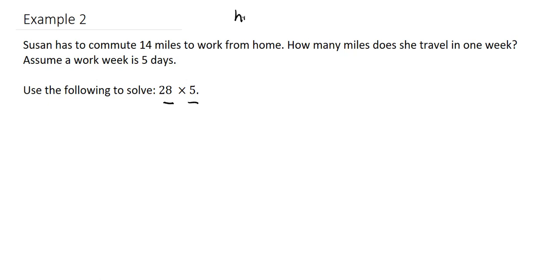So notice we had 28. Well, from home to work is 14 miles. But then she has to also go back home. So that's another 14 miles. So 14 miles plus 14 miles is equal to 28. So we get 28, and then we're going to multiply by 5.